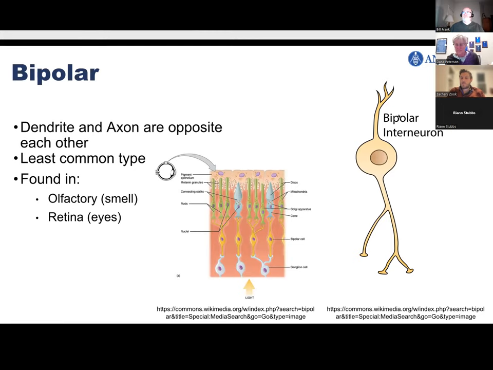And so these bipolar neurons, like I said, have a bunch of dendrites that all come together to form one dendrite that's going to send that signal down the dendrite length through the cell body and then down through the axon to the axon terminal or the synapse. Is that helpful?